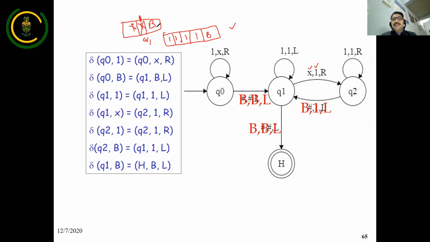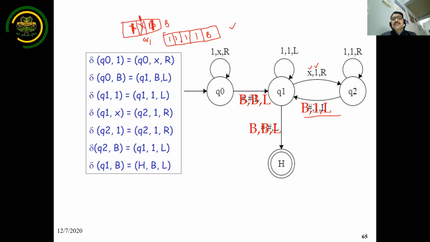And now you are moving towards the right. On the right, you can see here there is 1. So in state q2 there is 1. Then this blank is converted into 1, because this is given to you, and the direction of the head will be left. So now this blank is converted to 1. The first x is converted to 1, and now the direction is left. On the left you are getting x, right? So x is converted into 1 again, and direction is right.